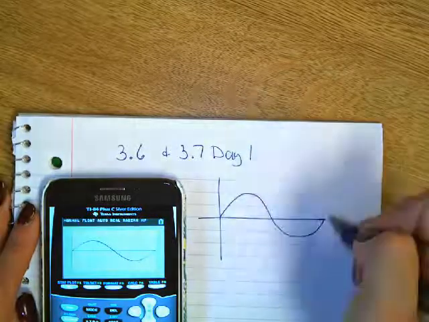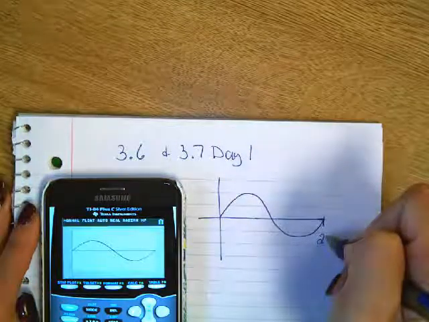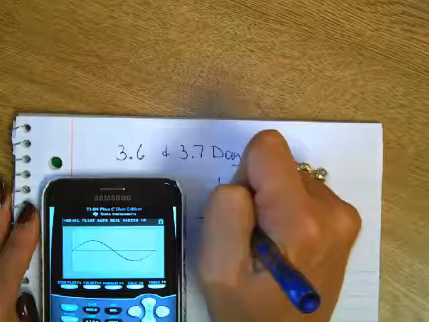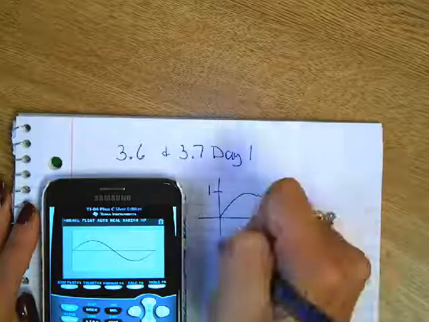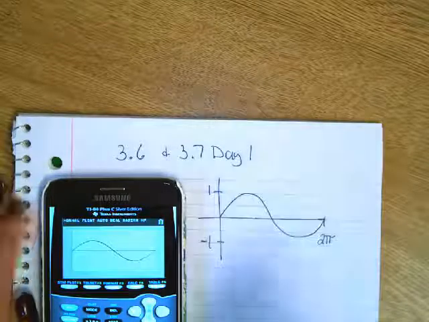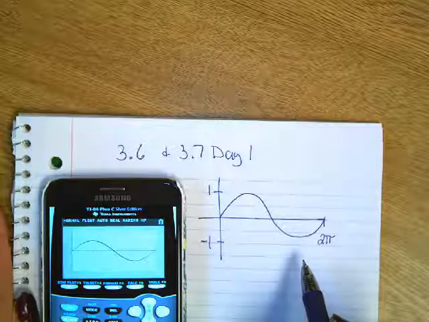So if you remember the snake graph of sine, and then it keeps going. If I made the window bigger, you would see. So it finishes at 2 pi, it has an amplitude of 1, so period 2 pi, amplitude 1.